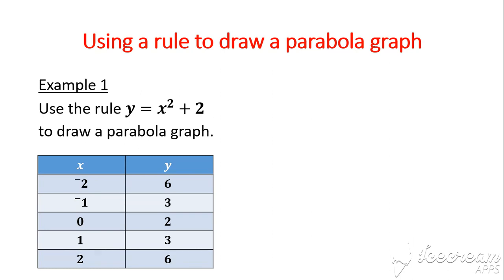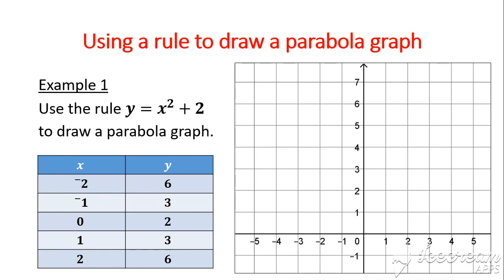Let's get on to drawing the graph on the Cartesian plane. So here are the points: -2, 6; -1, 3; 0, 2; 1, 3; and 2, 6. Now notice parabolas are symmetrical. They do have a mirror line. They're symmetrical on both sides. So once you identify that pattern, it's not too hard to figure out where some of the points go.